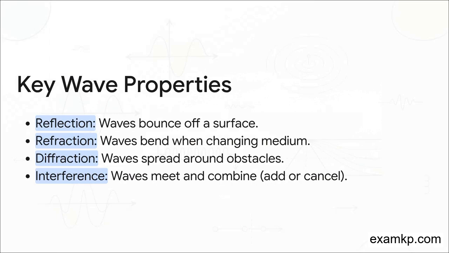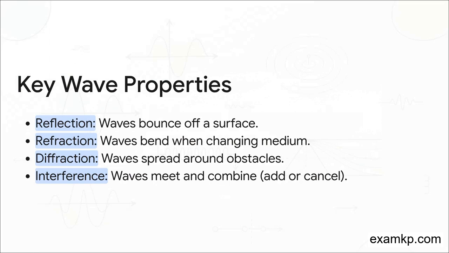tricks up its sleeve. They all do these 4 things: reflection, that's when they bounce off a surface like an echo. Refraction, that's when they bend as they enter a new material, like a straw looking bent in water. Diffraction is when they spread out after passing through a small gap. And interference is what happens when two waves meet and combine.